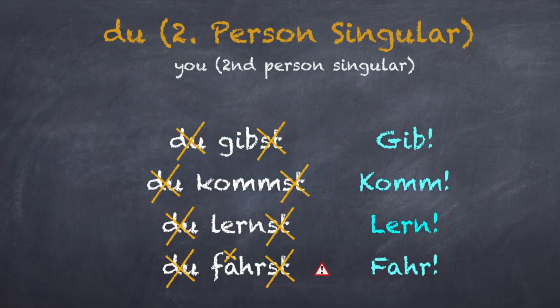Well, in this case, you have to remember that fahren is an irregular verb. It takes the umlaut only when it is conjugated. So this umlaut is also removed while building its imperative form in du. This will happen with all the irregular verbs that take an umlaut when conjugated. If you want to revise irregular verbs, you can watch our video. The link is given below.